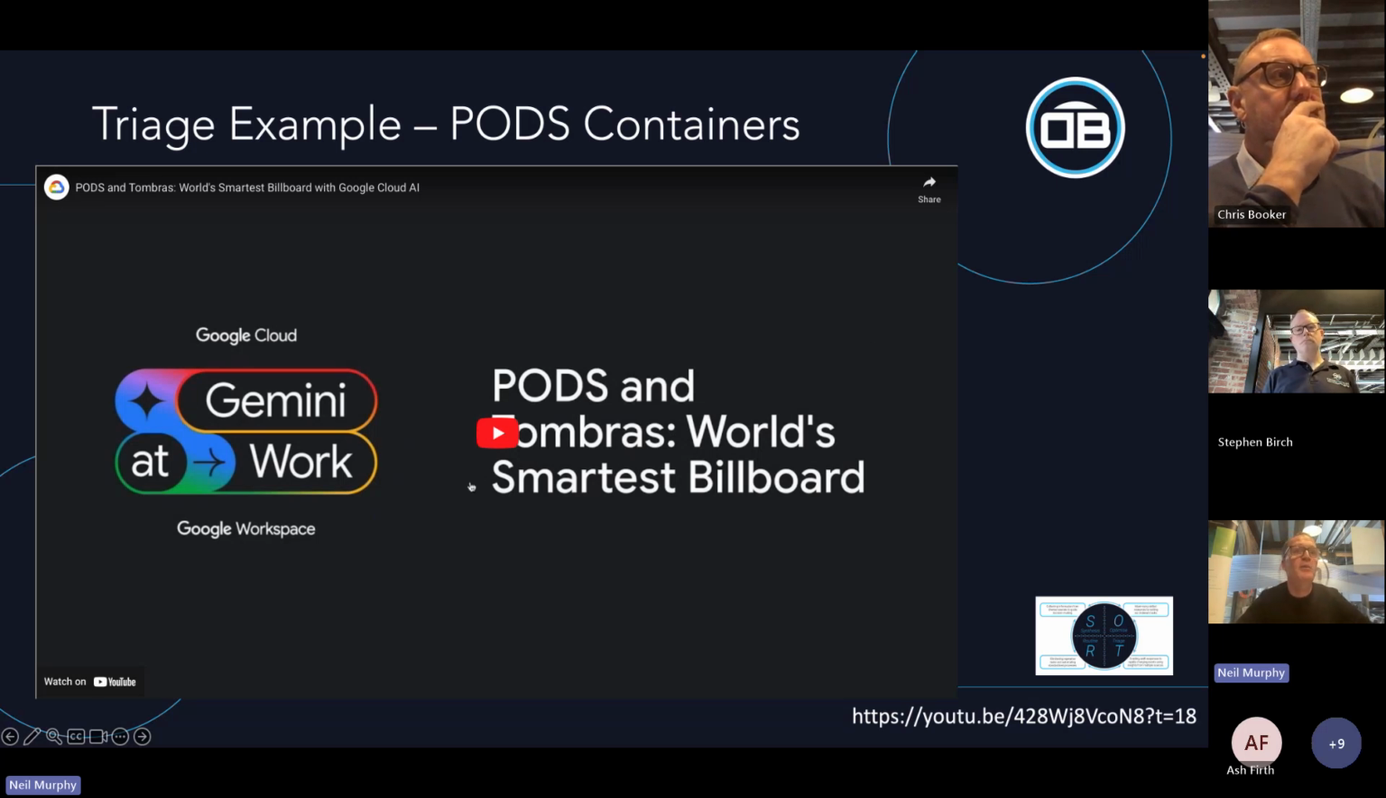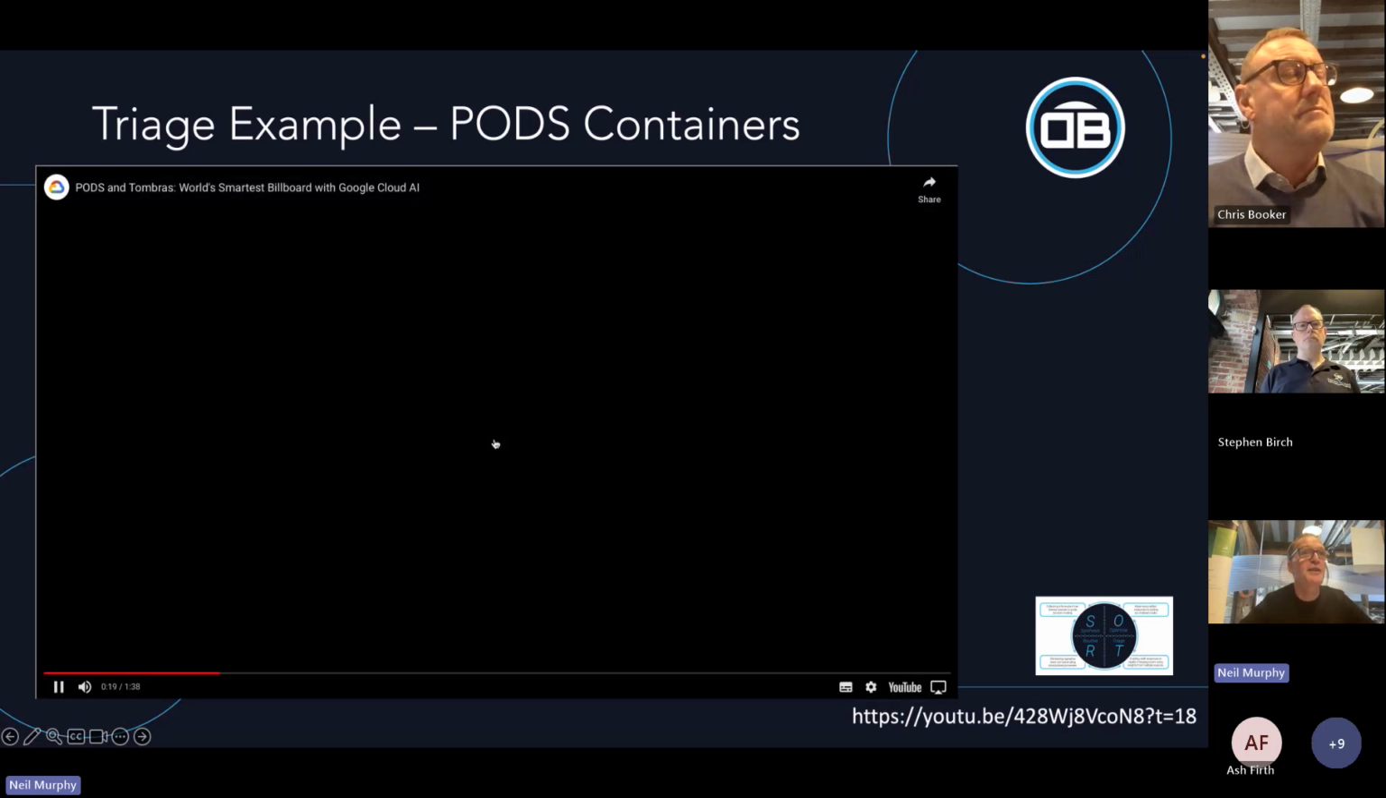It's from a company called Pods, who rent out moving and storage pods for moving people around major cities. It's a big brand in the US, but what they've got is quite an innovative use case. Let me just show you this.